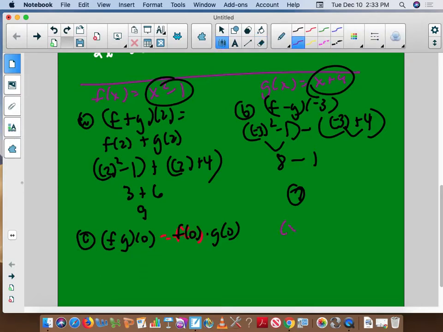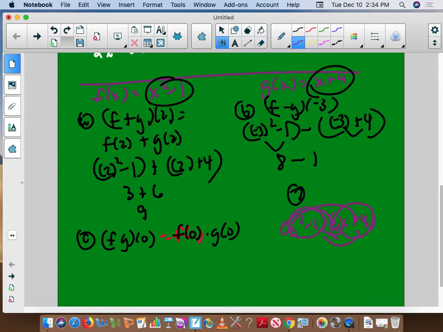I could go f of 0 times g of 0. I could distribute it, and at the very end, I could fill in 0. And I should get the right answer. But don't y'all agree it's easier just to fill in 0 to this one and fill in 0 to this one and multiply them together?